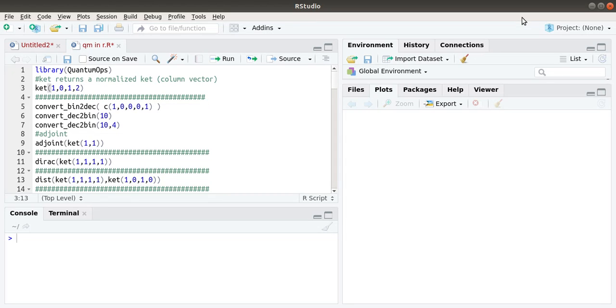Hello everyone, today we are going to learn about the package QuantumOps. This is basically about various types of operators that can be used in RStudio, both quantum mechanical as well as mathematical operators.